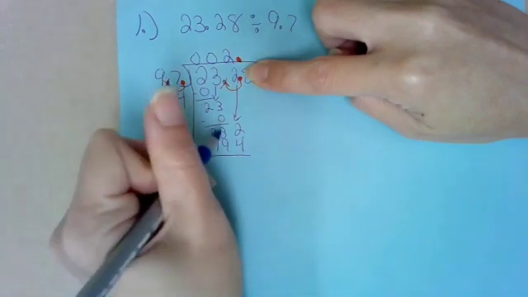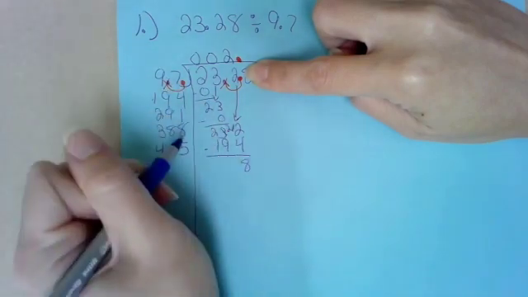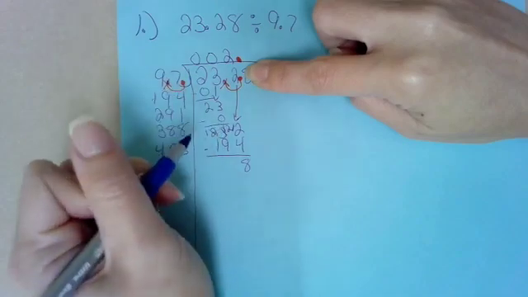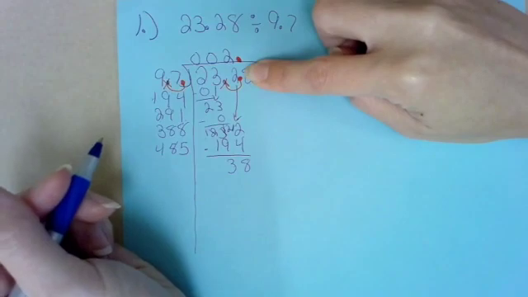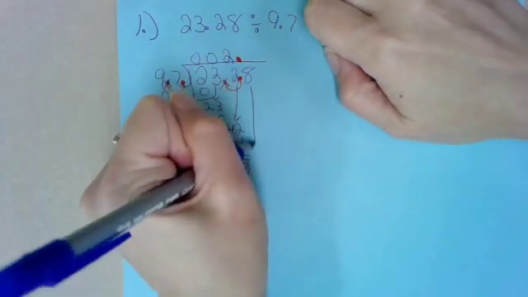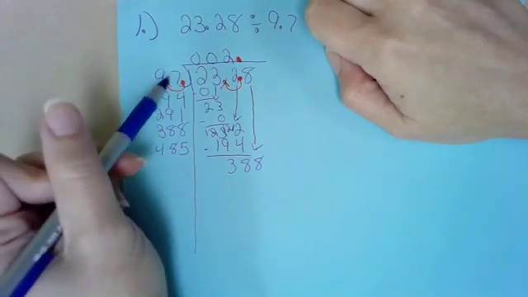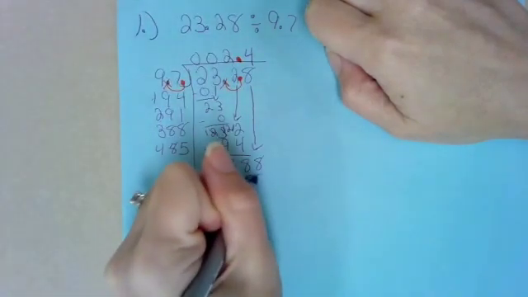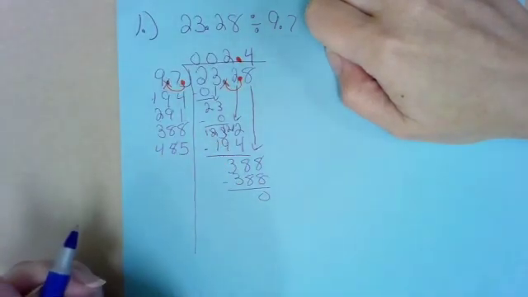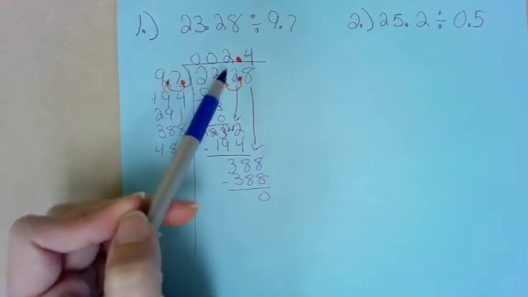I'm going to subtract, and I have to regroup to do my subtraction. So 12 minus 4 is 8. I have to regroup again. 12 minus 9 is 3. 38 is less than 97, so we're going to bring down our 8. 388 divided by 97, that's the 1, 2, 3, 4th multiple. I have no remainder, and that's a good thing because we're not allowed to when we do decimals. So 23 and 28/100 divided by 9 and 7/10 is 2 and 4/10.